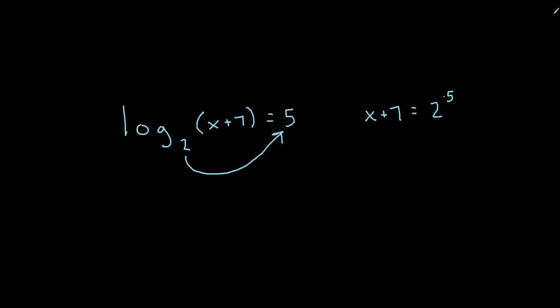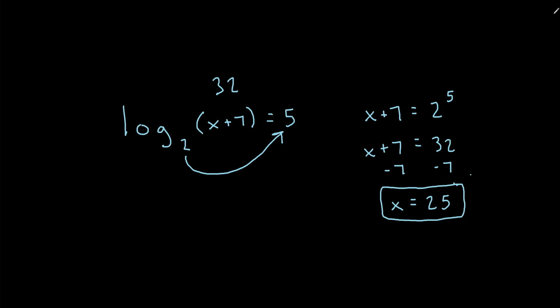Well, what is 2 to the 5th? 2 times 2 times 2 times 2 times 2. That's 32. So what we really have is x plus 7 is equal to 32. So to solve for x, we can subtract a 7 from both sides, and we'll get x is equal to 25. So if we plugged in x is equal to 25 right here, we would get 25 plus 7 is 32. And we can double check that the base raised to this power, 2 to the 5th, is indeed 32. So x is equal to 25.